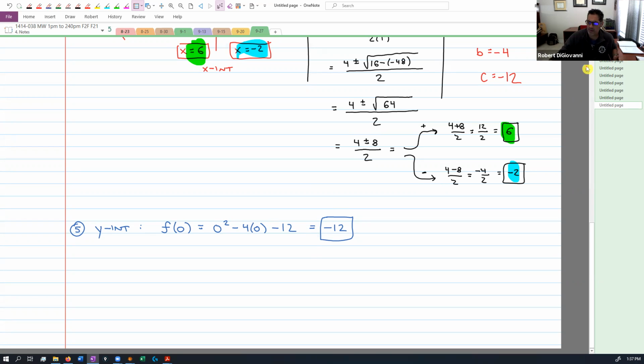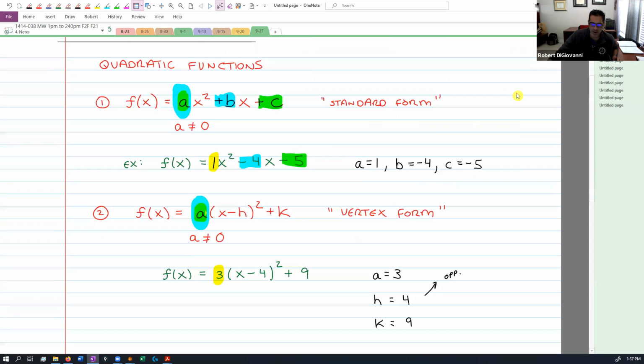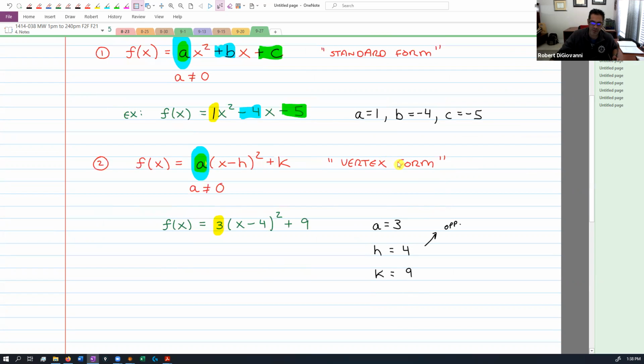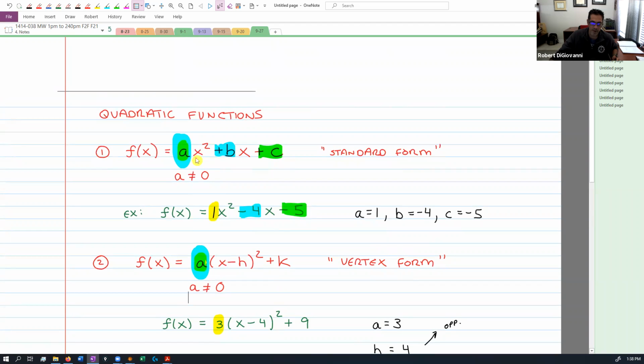I'll also point out, if you're given a quadratic function in standard form, the Y-intercept is always c. Because if you plug 0 in for x here and here, these go away and the c will always be your Y-intercept. In vertex form, it doesn't work the same way, because if you plug in 0 here, it doesn't kill all this off. So the k is not the Y-intercept. But for standard form, the c will be the Y-intercept.